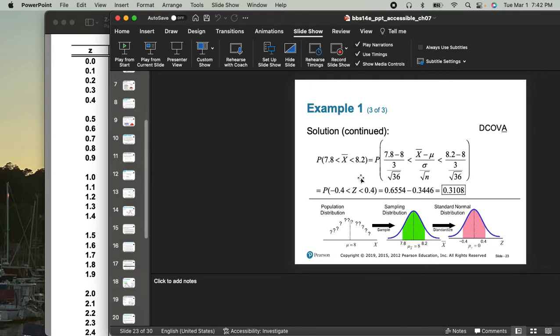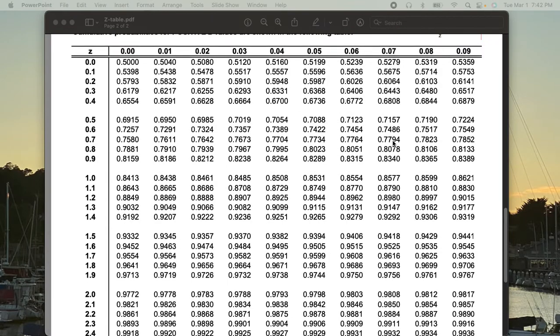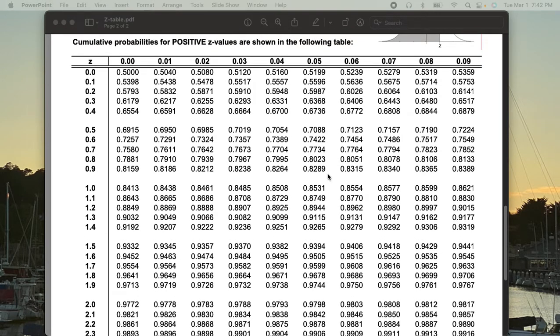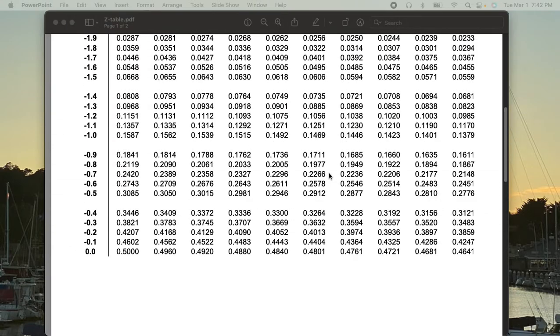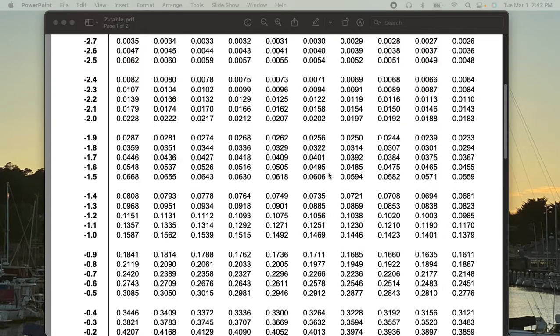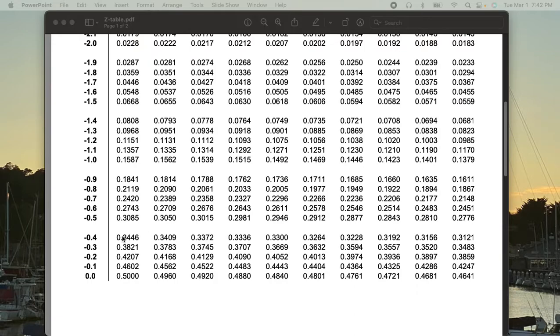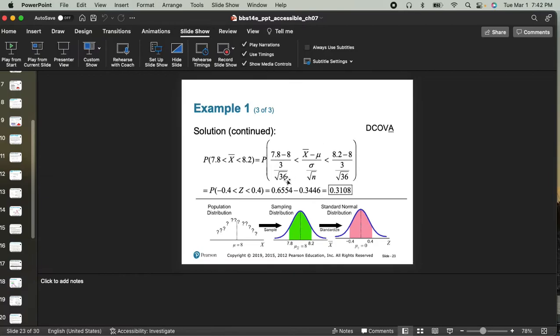But we know that is also negative 0.4 standard deviations. So what we're going to have to do is subtract that. We're going to have to remove it. So we're going to have to find negative 0.4, and negative 0.4 is right here, and it's 0.3446. So you subtract 0.6554 minus 0.3446, and that'll give you 0.3108.